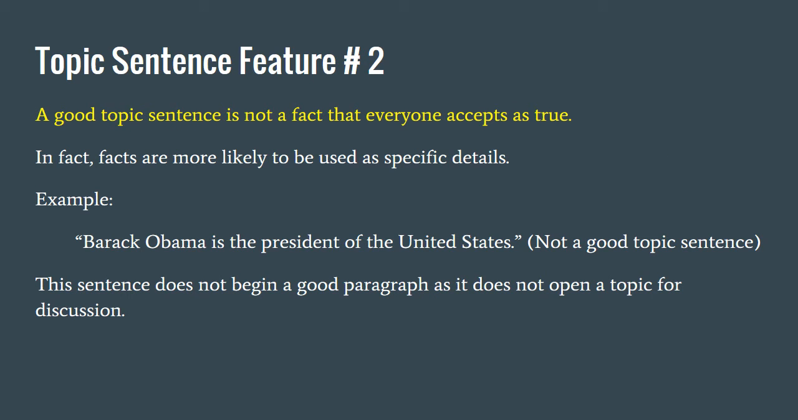Okay, topic sentence feature number 2. A good topic sentence is not a fact that everyone accepts as true. In fact, facts are more likely to be used as specific details. For example, Barack Obama is the President of the United States. Okay, this is not a good example of a topic sentence because this sentence does not begin a good paragraph, as it does not have a topic that's open for discussion.